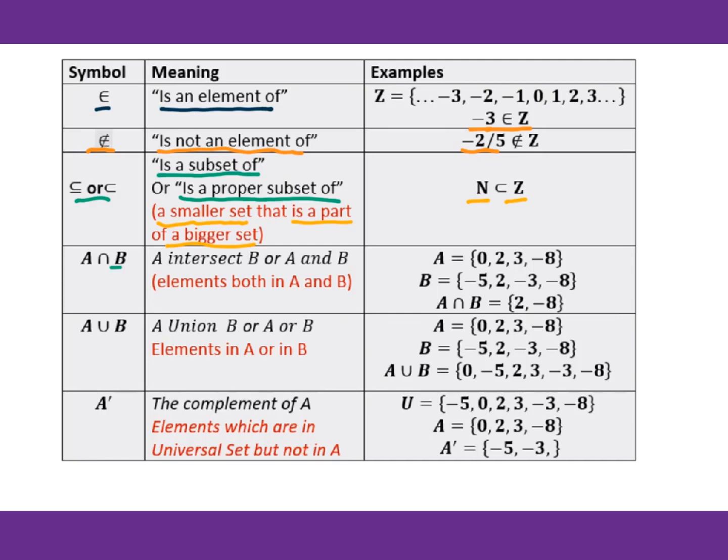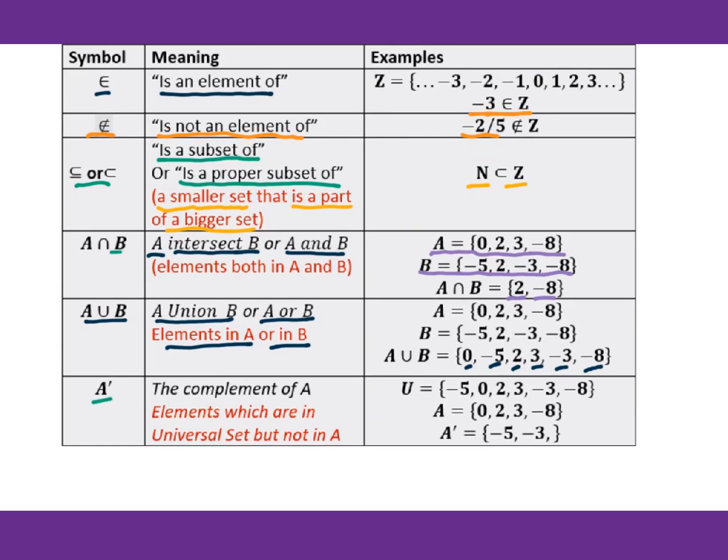This symbol means A intersect B, or A and B: elements both in A and B. For example, if A is this and B is this, then A intersect B equals 2, -8. This symbol means A union B, or A or B: elements in A or in B. Like A union B equals 0, -5, 2, 3, -3, -8.